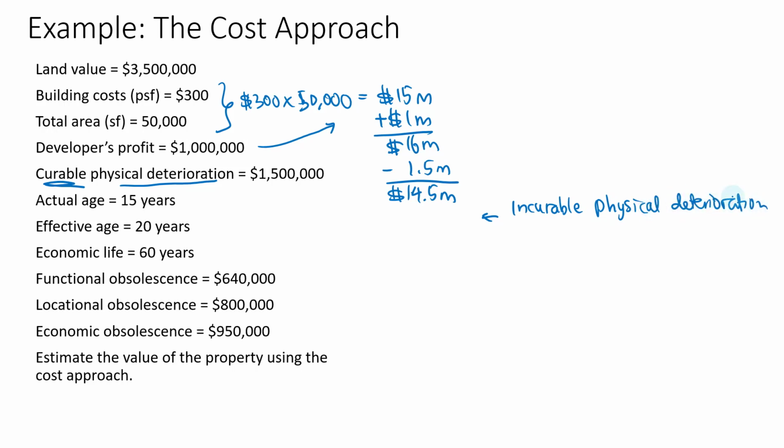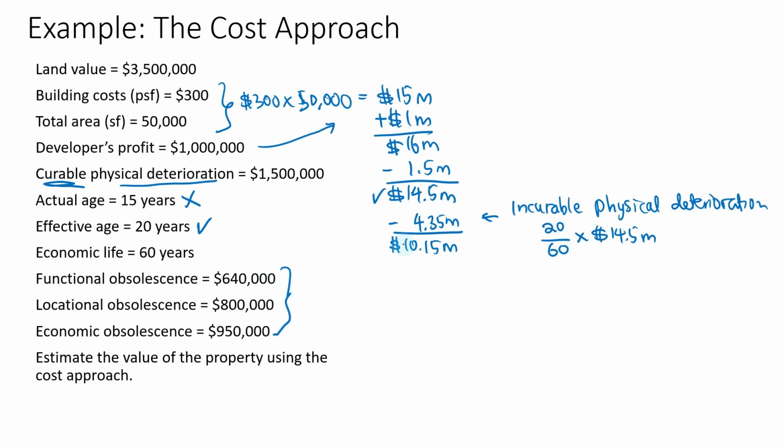For this estimate, we will take the effective age of the building instead of the actual age. So we'll take the effective age, which is 20 years, over the economic life, 60 years, and multiply by the net amount we have here. So remember, we have to subtract the curable physical deterioration. So 20 over 60 times 14.5 million gives us 4.35 million. Deducting that, we will have 10.15 million.